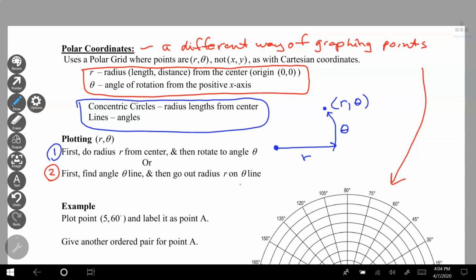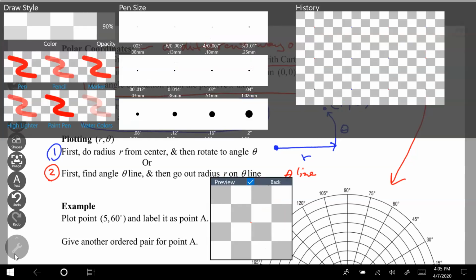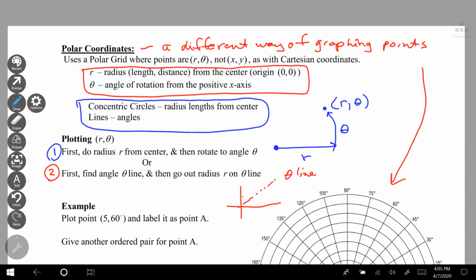So what I would do is I would find some angle line first, and then I would go out on that angle line. I would go out at distance r on that angle line, and this point here would be r, theta. No way is better than the other. Sometimes I do the angle lines first just because I'd like to find out what my angle is.